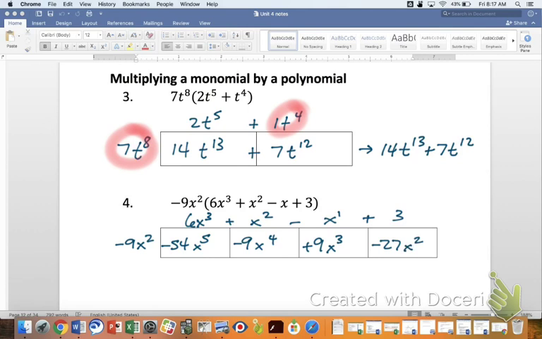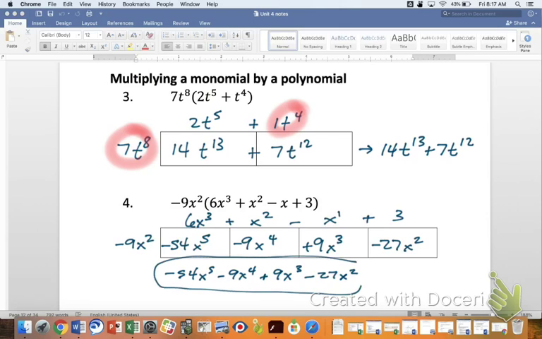All right, so my final answer would be negative 54x to the 5th minus 9x to the 4th plus 9x to the 3rd minus 27x squared. That would be my final expression here.